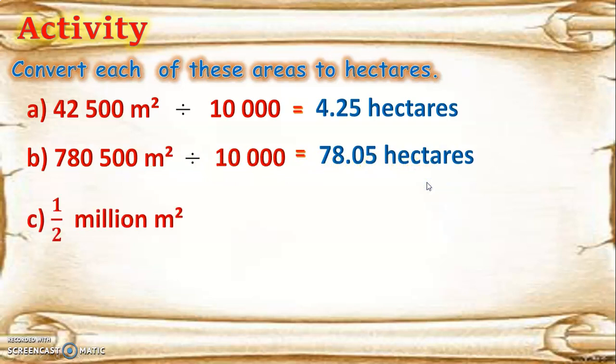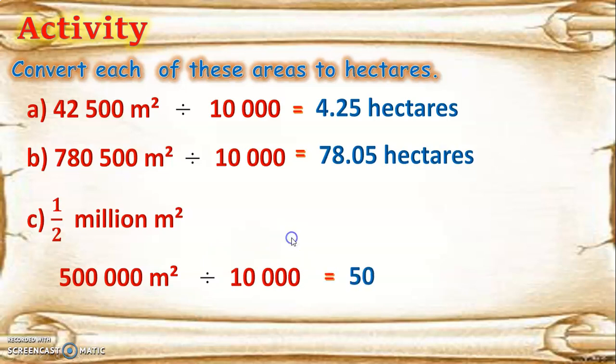Next, 500,000 meters squared. Since it is given in fractions, we need to change it into a whole number. So it is 500,000 meters squared. After that, divide it by 10,000. So the answer will be 50 hectares. It means in 500,000 meters squared, we have 50 hectares.